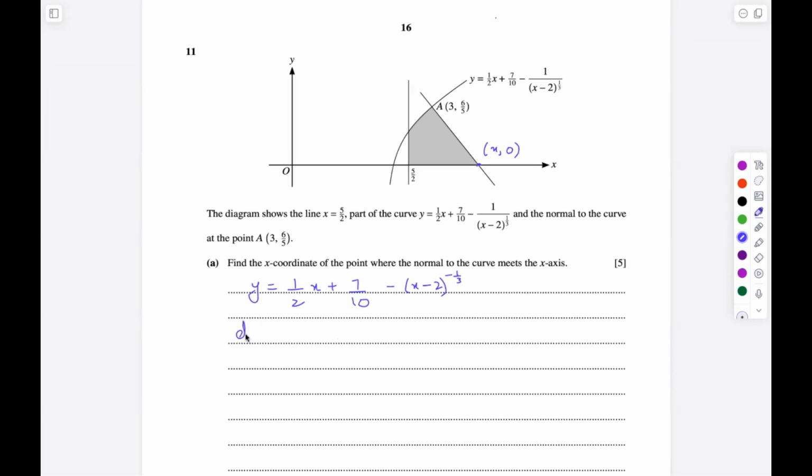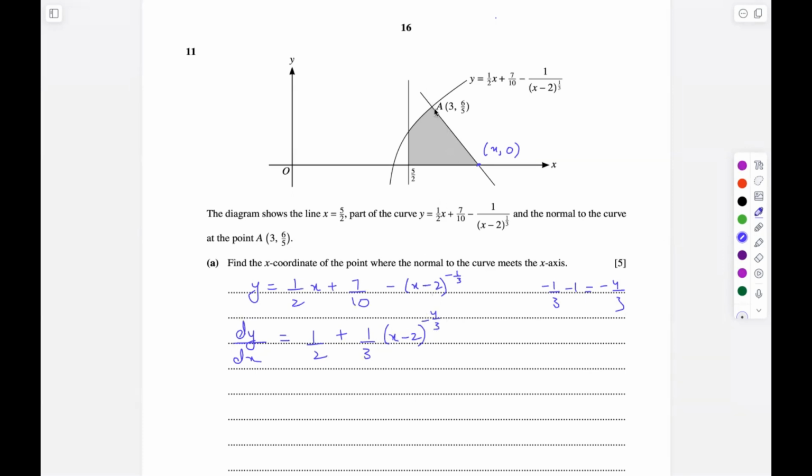So finding the dy dx, which will give us the gradient of the tangent, this will be 1 upon 2. So differentiating 1 upon 2x will be 1 upon 2, 7 upon 10 will become a 0. Now multiplying minus 1 upon 3 by minus, this will become a plus 1 upon 3 into x minus 2, and minus 1 upon 3 minus 1 will be equals to minus 4 upon 3. So this will be minus 4 upon 3.